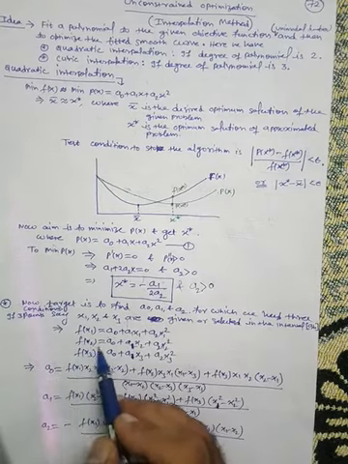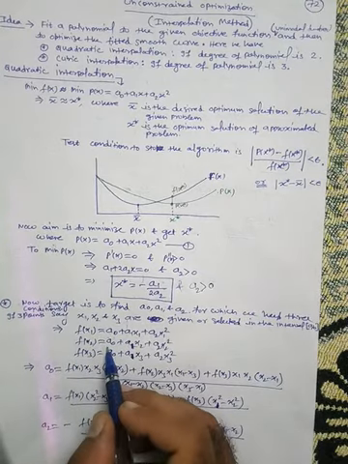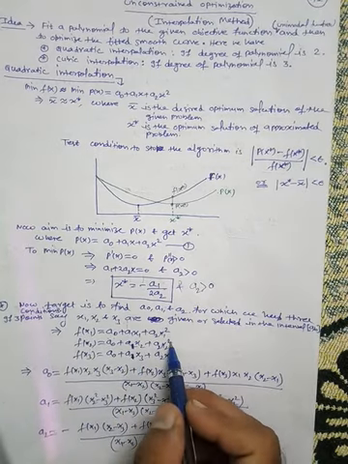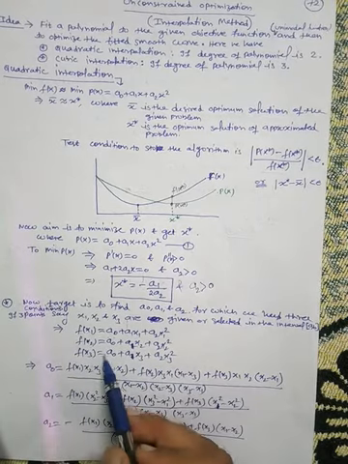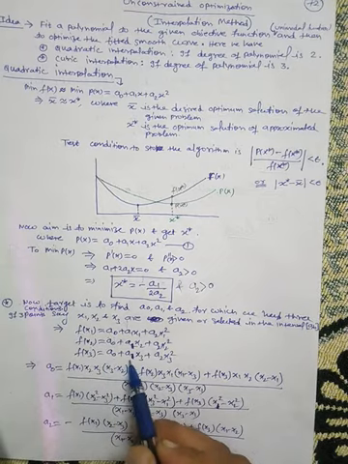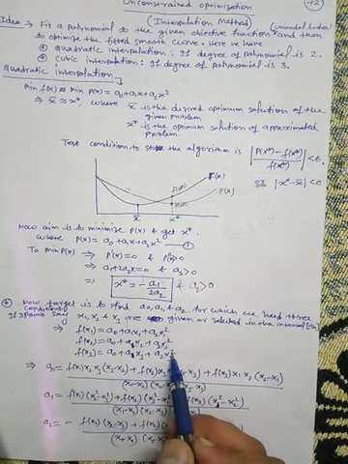Similarly, f of x2 should be the same as p of x2. But p of x2 is what? a0 plus a1x2 plus a2x2 whole square. And similarly, f of x3 should be the same as p of x3. And p of x3 is what? a0 plus a1x3 plus a2x3 whole square.